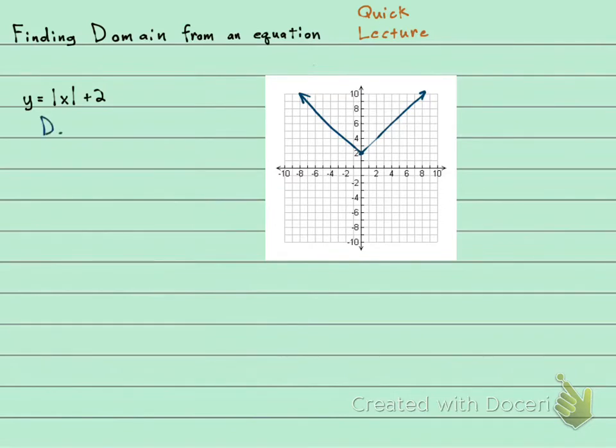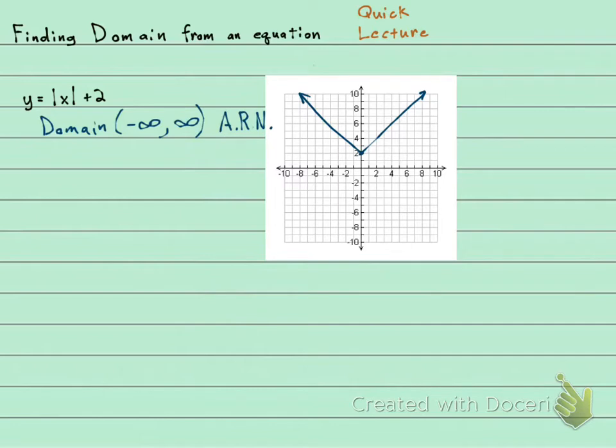So your domain for this case is all real numbers. It goes from negative infinity to infinity. You may also see it written as all real numbers. It's asking what kind of values you can plug in for x. In this case, you can plug in any value for x and you will get back a y value. There's nothing off limits here.